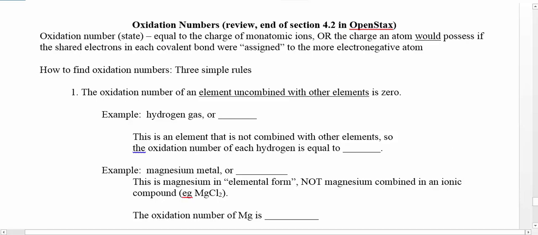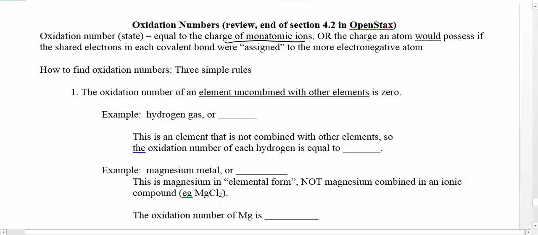Pretty straightforward. Oxidation number is a way of keeping track of electrons. And if you have an ion, it's equal to the charge of the monatomic ion. Okay, so if you have Na+, its oxidation number is +1. If I have S2-, its oxidation number is -2. So oxidation number equals charge if you have something that's charged.